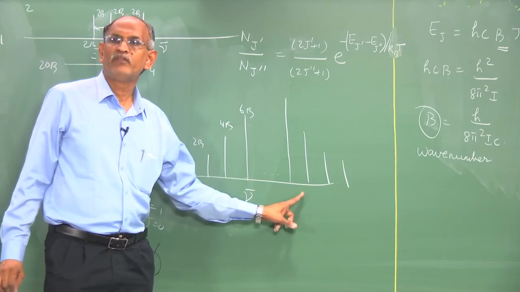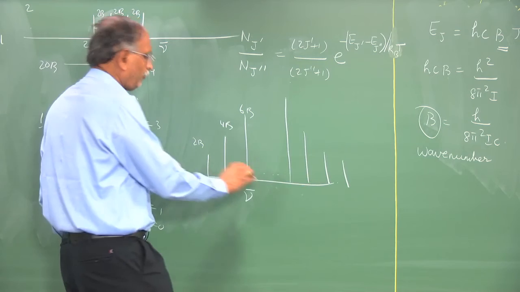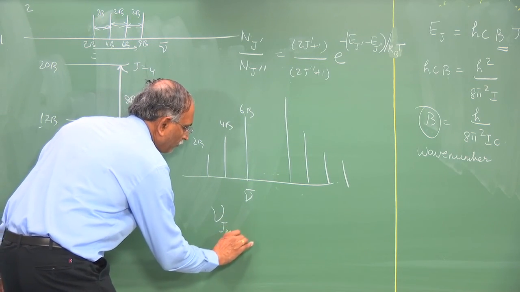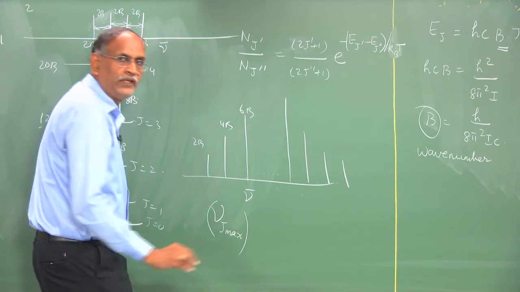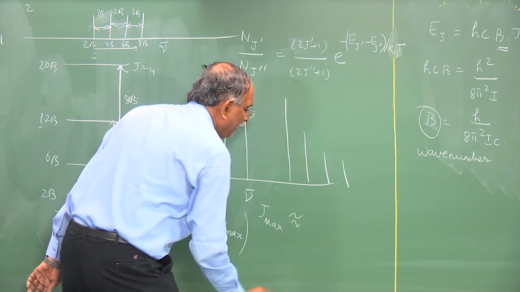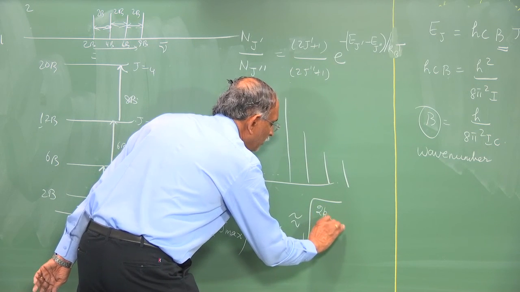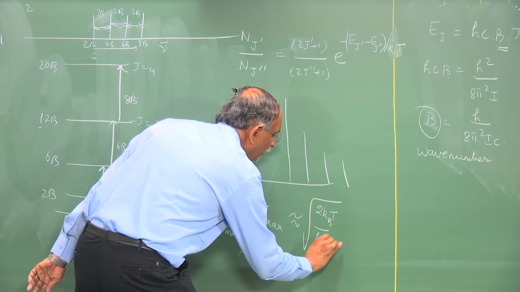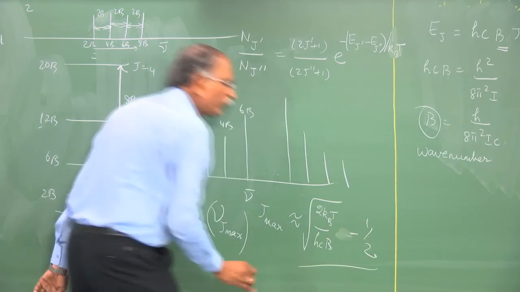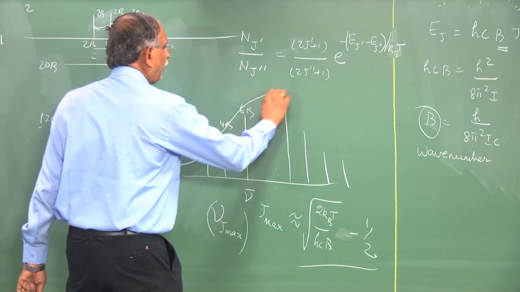and this formula was used to calculate the different intensities and the ratio of the intensities from lower to higher, and we found out that this whole formula fits into an approximate J max. If I have to write, the J max is happening at approximately the number square root of 2 kBT by hcB minus 1/2.